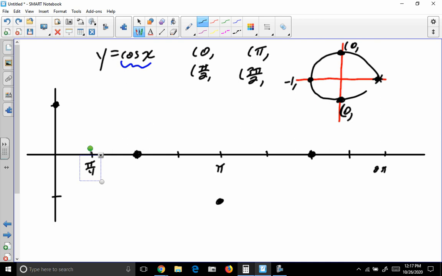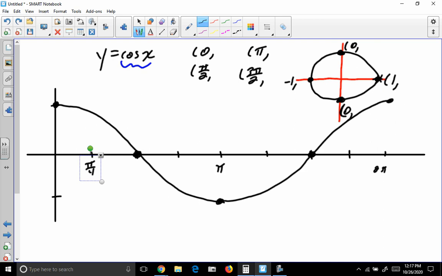And when we get back to here, the x value is back to 1. So our cosine wave looks like this. And if we continued around the unit circle, then we would repeat that same motion. We keep repeating that same motion for whatever our domain is. Here, we go through a complete cycle from 0 to 2 pi.